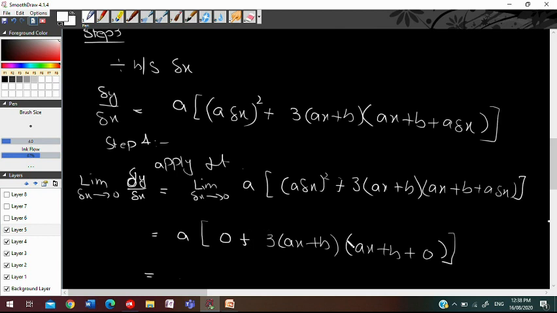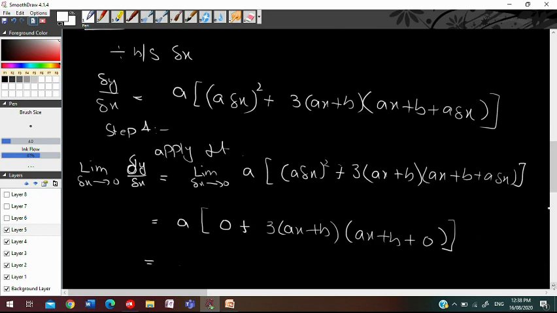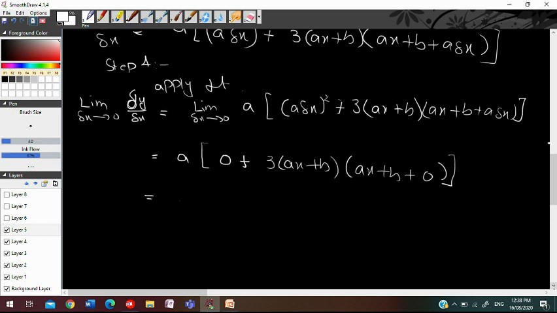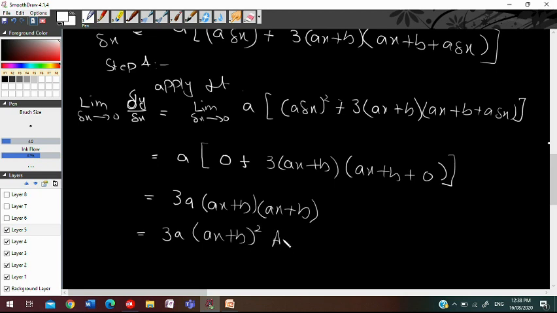And when we simplify the last step, what do we have? 3a (ax plus b), then (ax plus b). And when we simplify it further, (ax plus b) whole square. And this is the answer of our question. So in your first question, the first three parts are the same. I would like to solve the fourth part of this exercise for you.